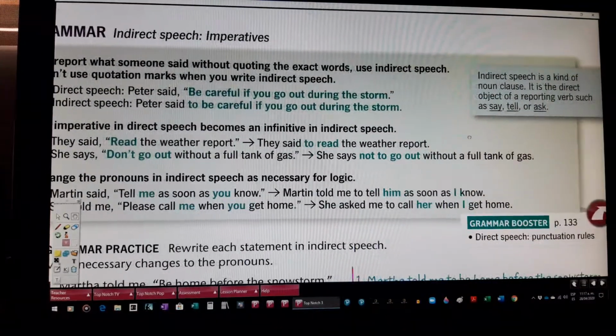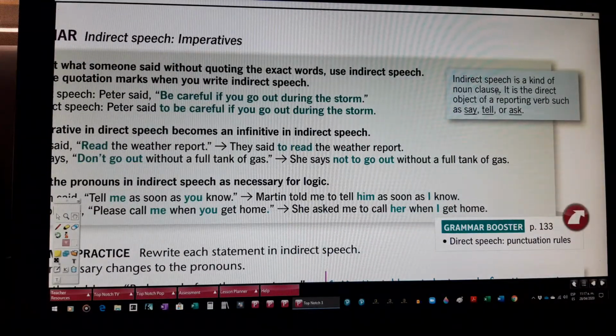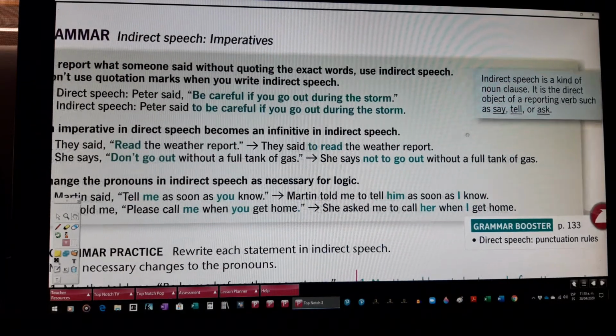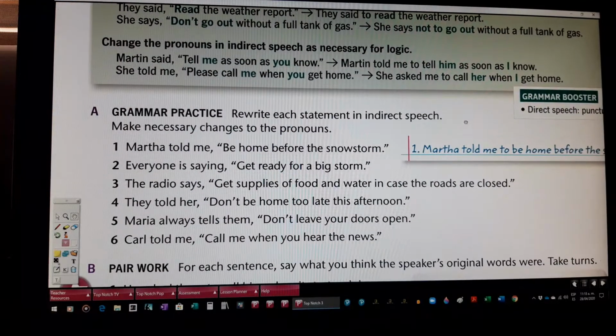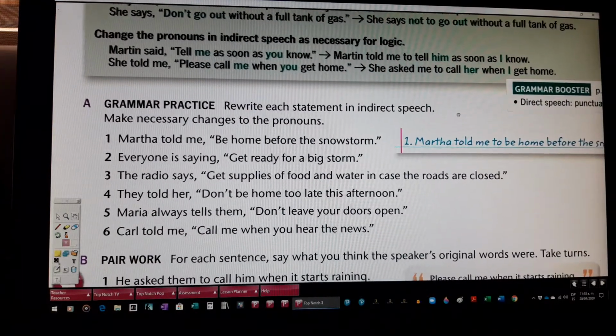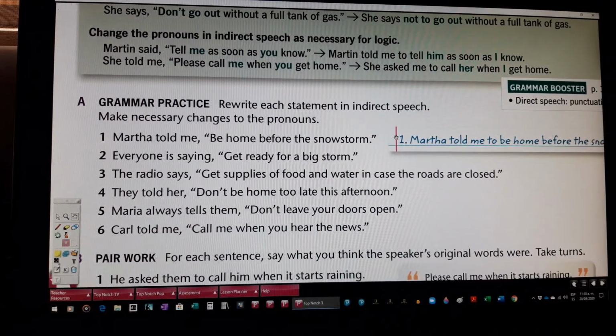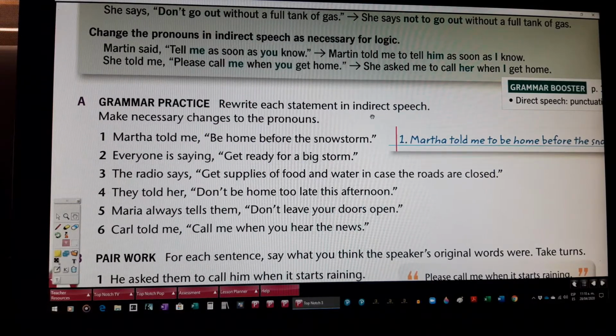Here there is an important note. Indirect speech is a kind of noun clause. It is the direct object of a reporting verb such as ask, tell, say. O sea, el discurso indirecto es una especie de cláusula sustantivada que ya veíamos en un tema anterior. Ustedes me están diciendo que pasen estas oraciones a discurso indirecto.